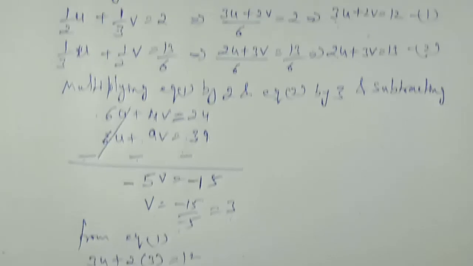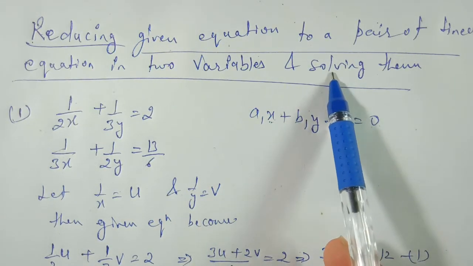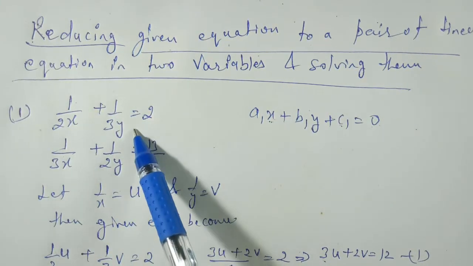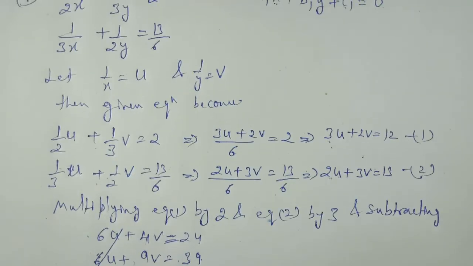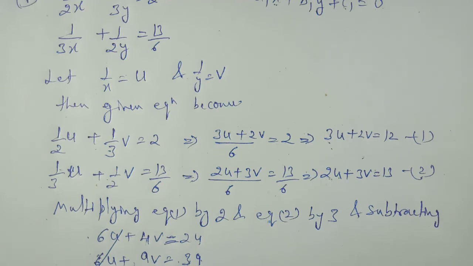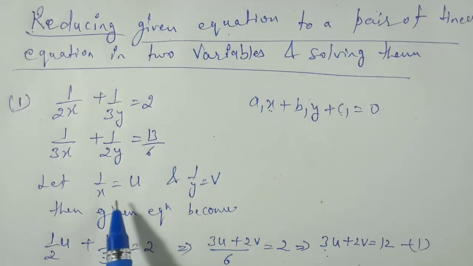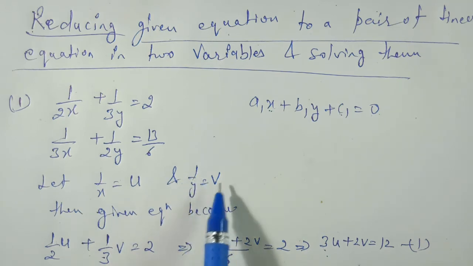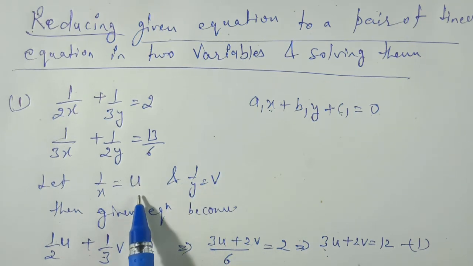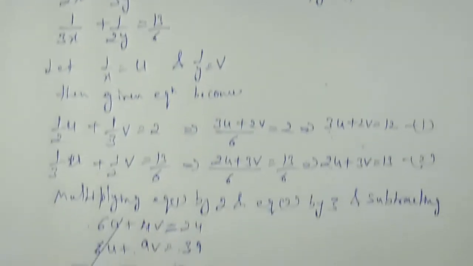Since we know that the meaning of the word solving is that we have to find the value of the variable, but in the given equation we have the variables x and y, and we have found the value of v and u. So it means this is not the final solution. What we have to do next is find the value of x and y. Since we supposed 1 upon x equal to u and 1 upon y equal to v, we have to substitute the value of u and v in both of them, and accordingly do the calculation.